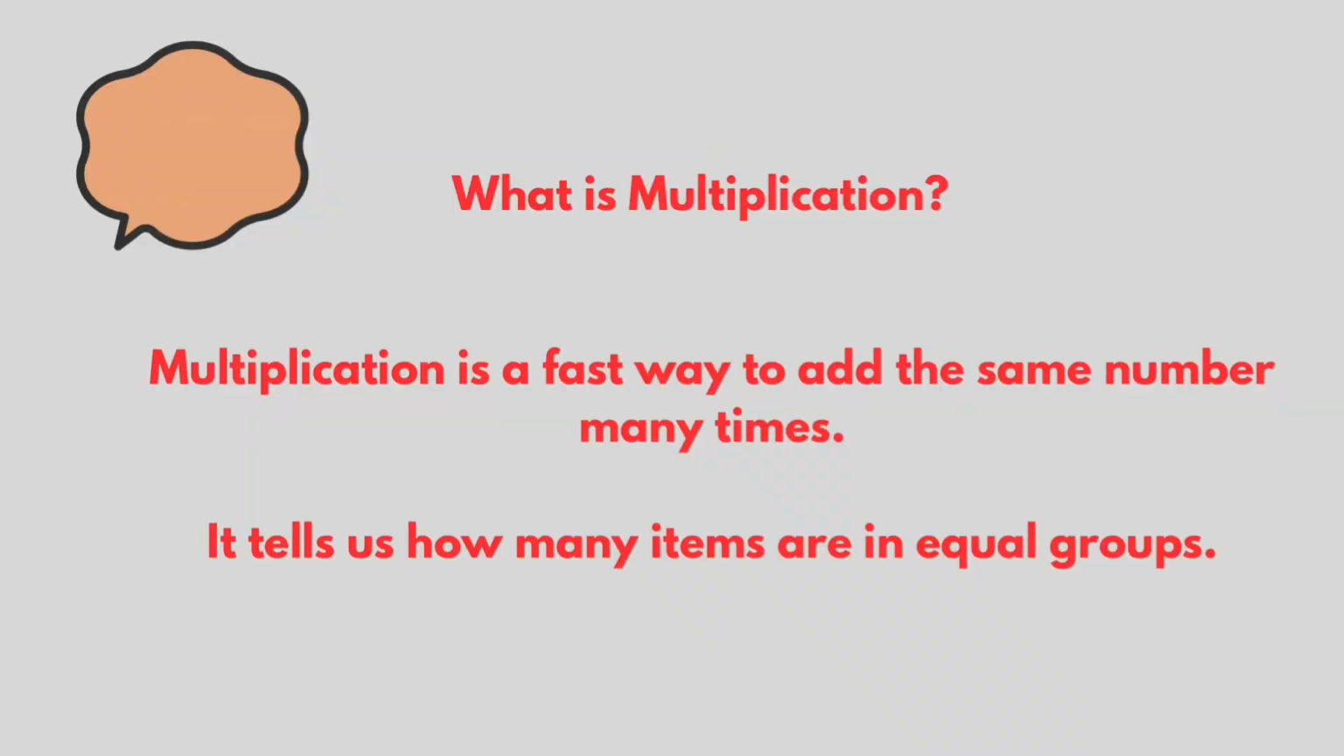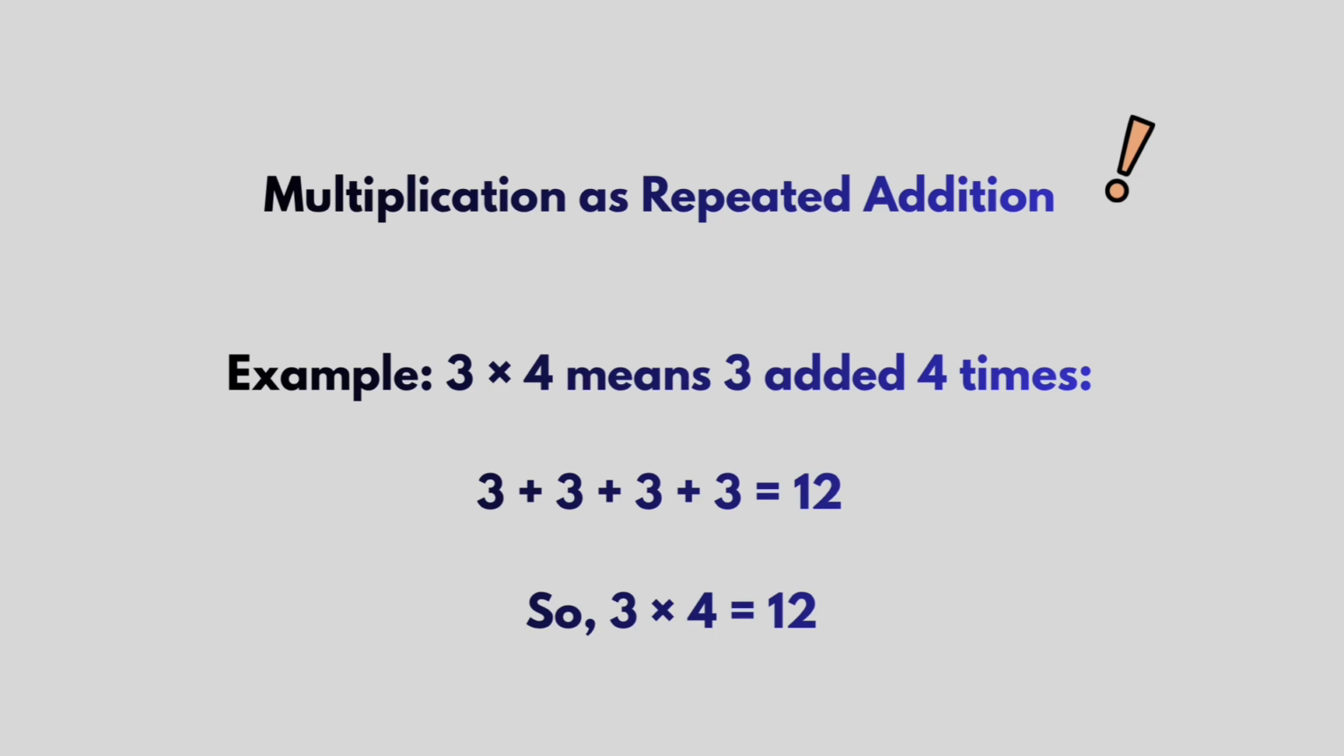Multiplication as repeated addition. Example, 3 multiply 4 means 3 added 4 times. We are adding 3 4 times. 3 plus 3 plus 3 plus 3 gives us 12. Or the same you can do using multiplication. 3 multiply 4 gives us 12.